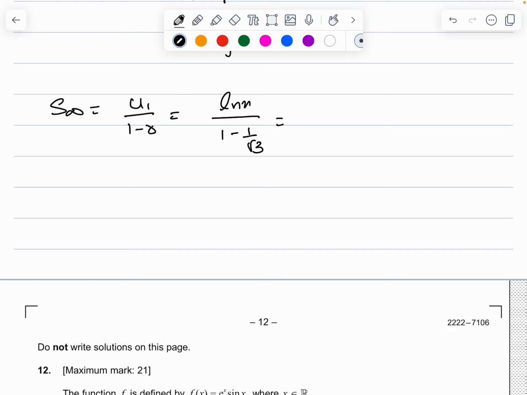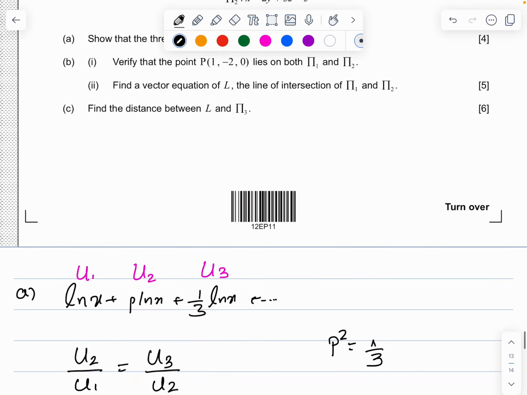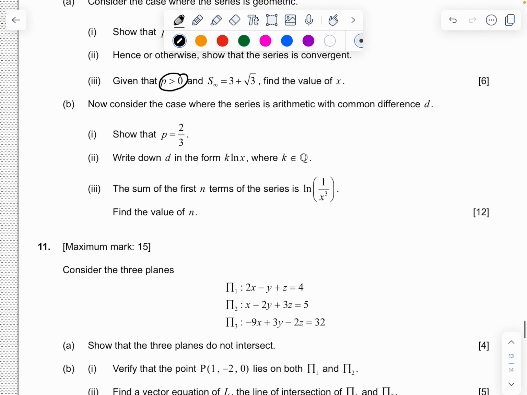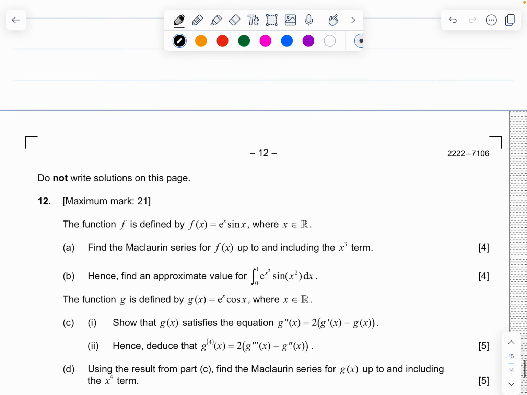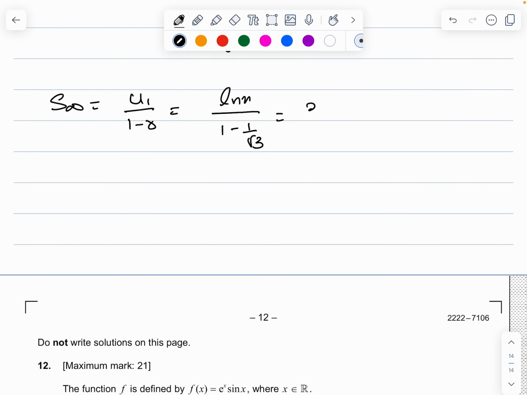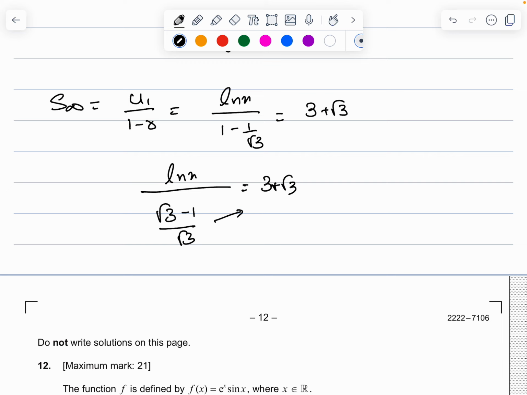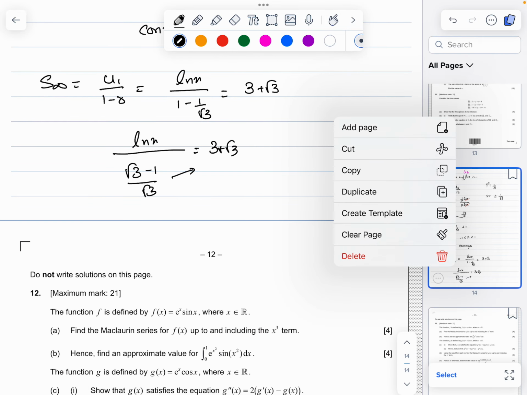So what does that become now? And what is he asking us to show? S infinity equals 3 plus root 3. So ln x divided by 1 minus 1 by root 3 equals 3 plus root 3. So I do the cross multiplication. So what do I get from there?